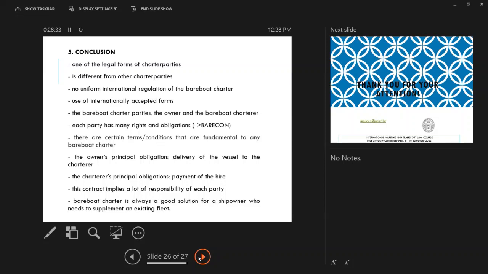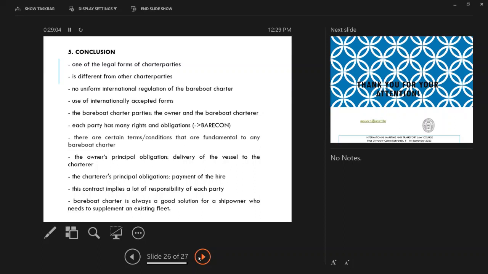If I have to choose one on each contract party, on each side, I could say that the owner's principal obligation is to deliver the vessel to the charterer, and of course for charterers it's really important to pay hire without any discount, without any late payment. Also, in this kind of relationship, we have so many responsibilities of each party.